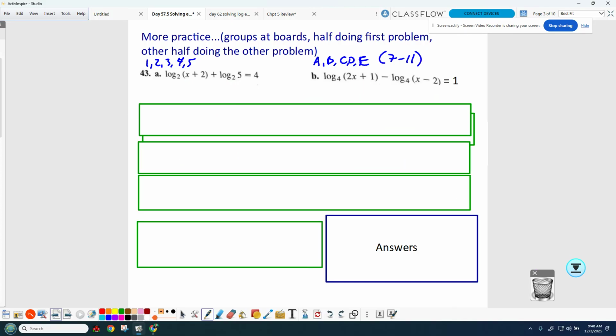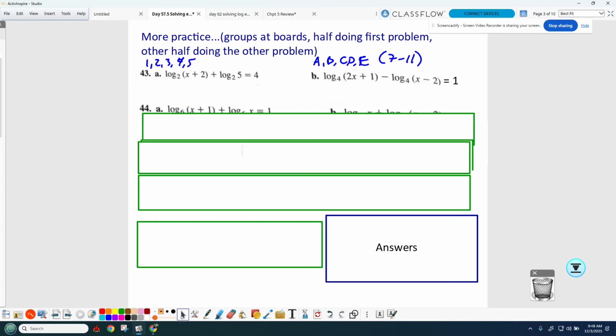So now, same groups, same places. Can you try those 2 problems? So back up at the boards. Jean, Gideon, we've already moved on, so sorry. Get up, Jonathan.